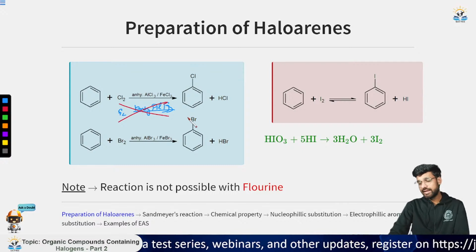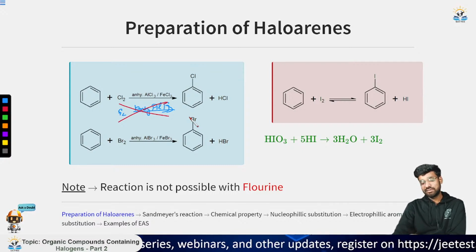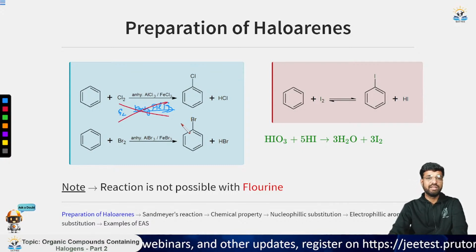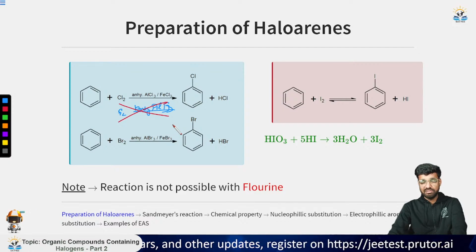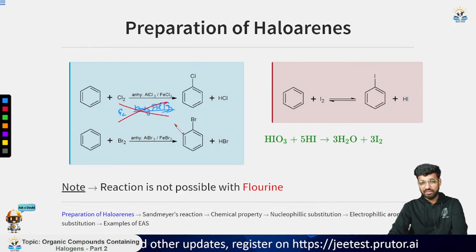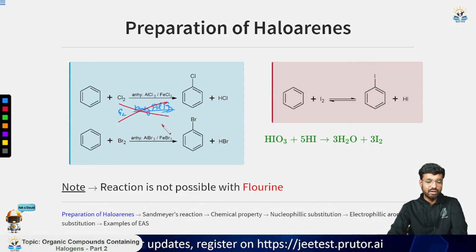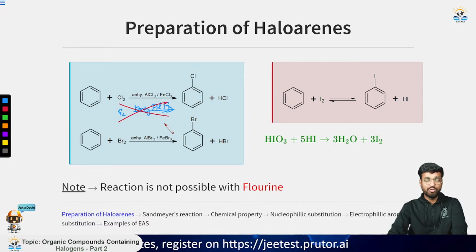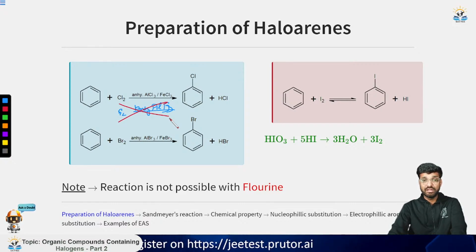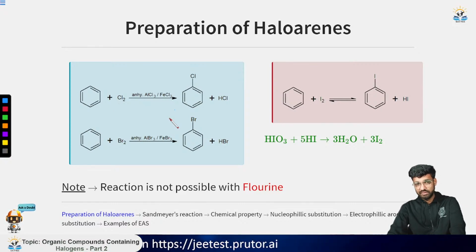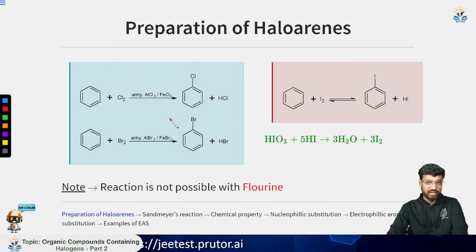For that reason we have the Sandmeyer reaction. The Sandmeyer reaction is not only useful for preparation of haloarenes, it is very valuable for any substitution on the benzene ring, meaning a numerous amount of products can be formed using it. So this was all about the preparation of haloarenes.